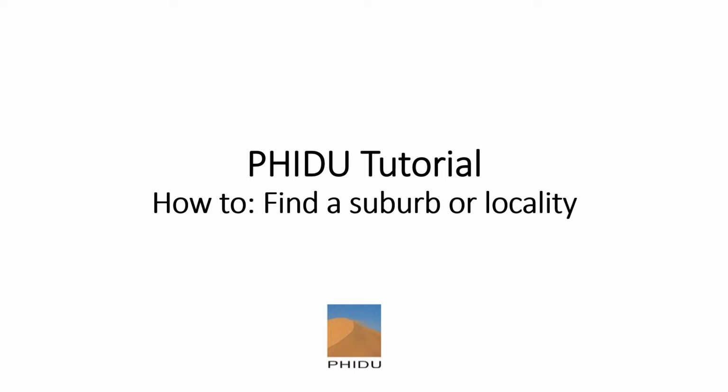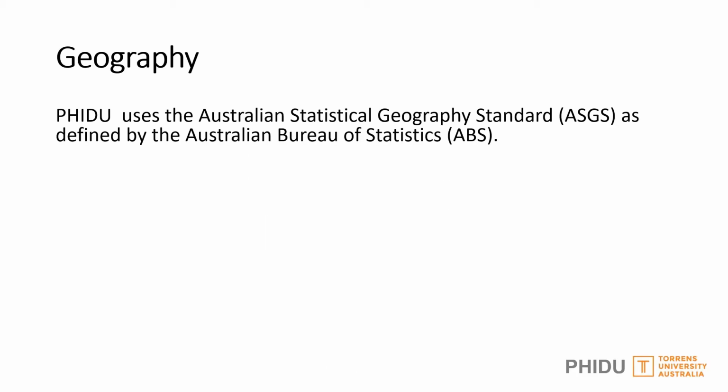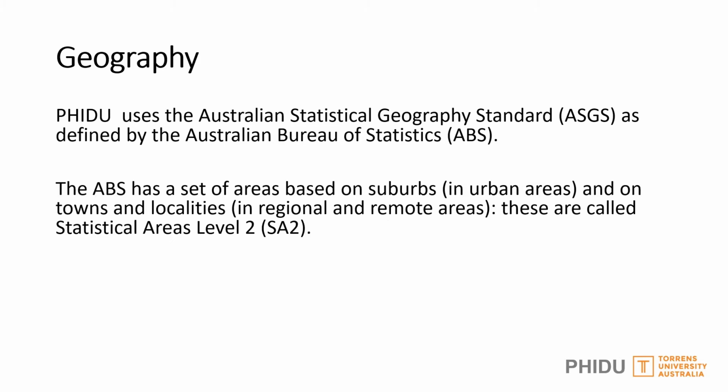To begin with, we will briefly review the geographic structures used by PHIDU. PHIDU uses the Australian Statistical Geography Standard, the ASGS, as defined by the Australian Bureau of Statistics. The ABS has a set of areas based on suburbs in urban areas and on towns and localities in regional and remote areas. These are called Statistical Areas Level 2.